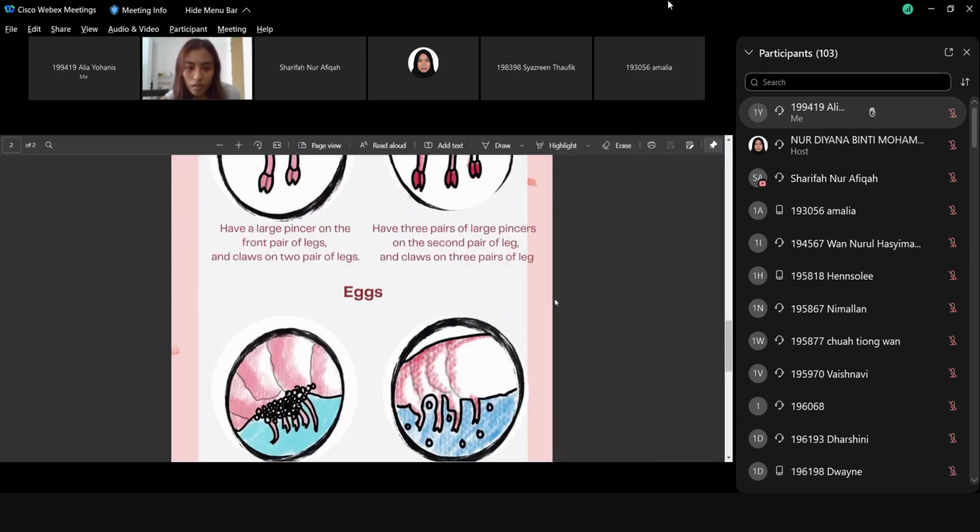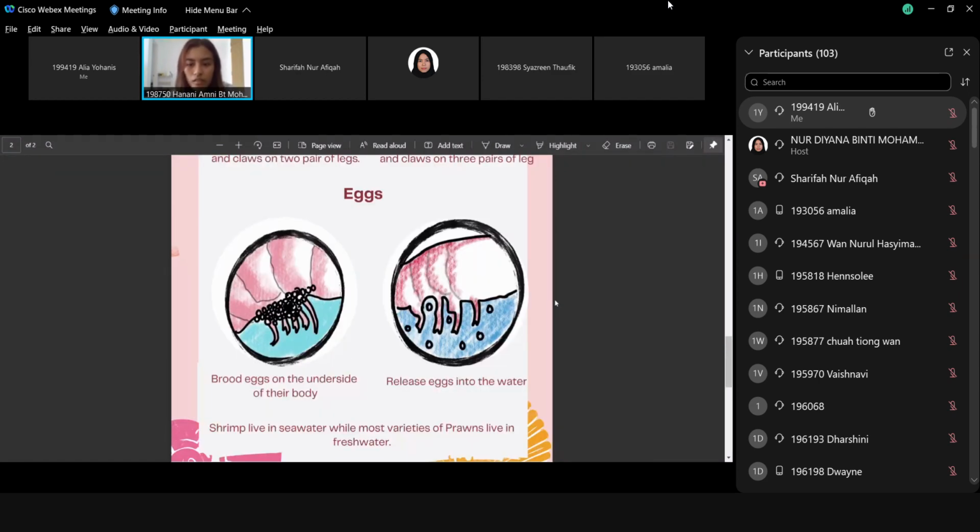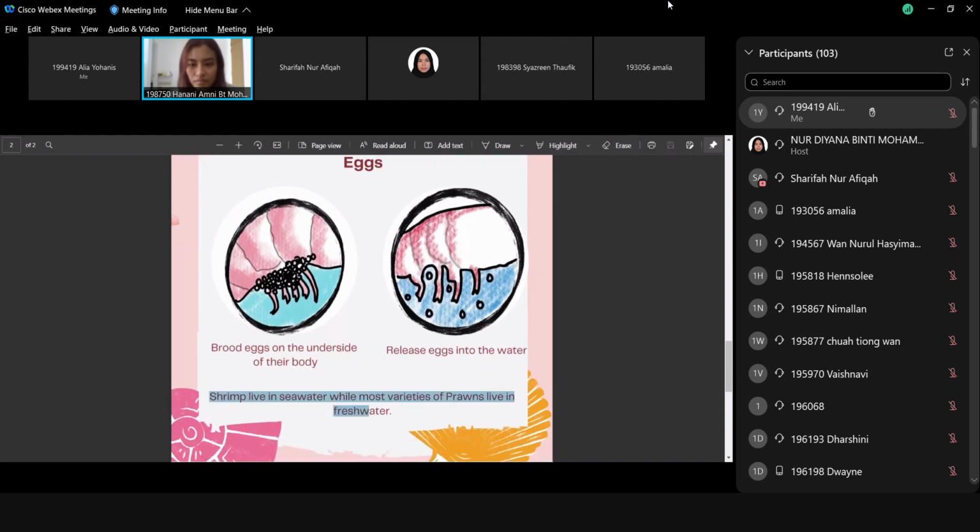Lastly, for the eggs, prawns release eggs into the water, while shrimp brood eggs on the underside of their body. So I think those are the main differences in the anatomy of shrimp and prawns. So I think that is it. Thank you. Sorry for the delay and the technical difficulties.